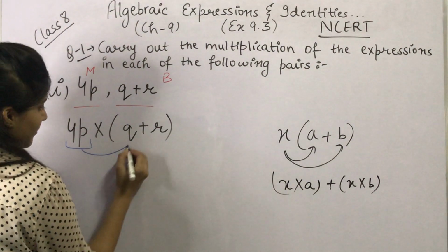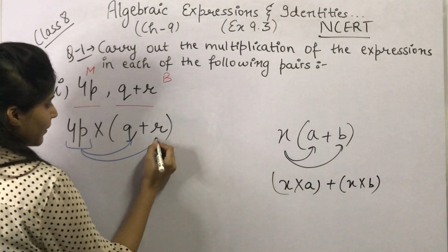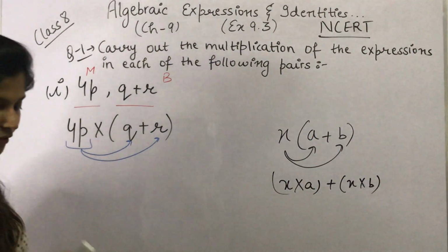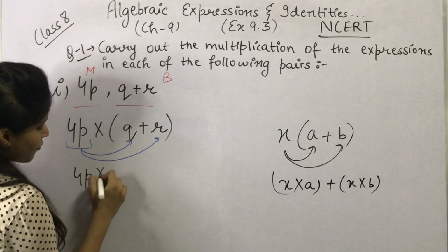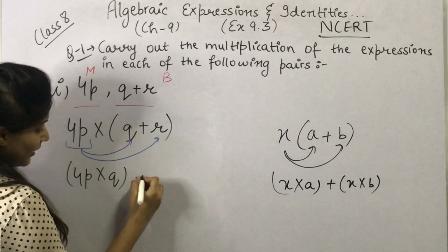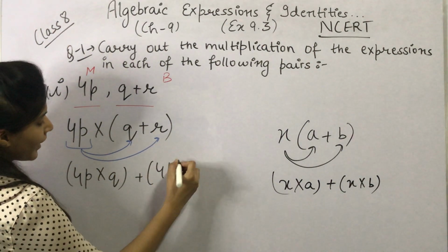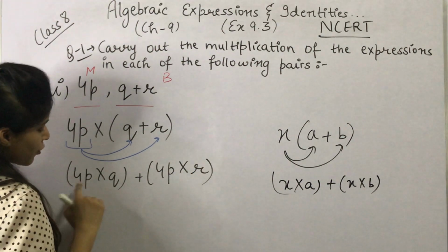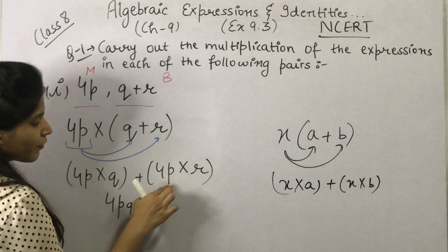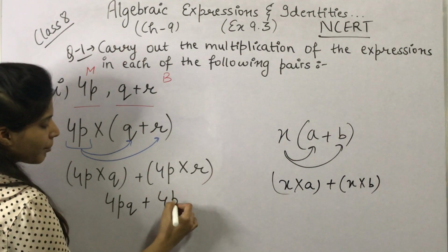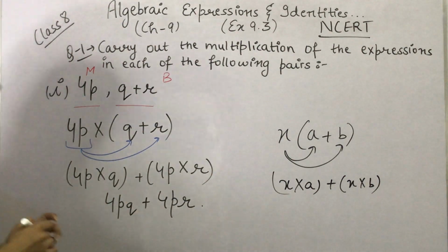So what we'll do, we'll multiply 4p by q first, and then 4p will be multiplied by r. Okay, so 4p into q plus 4p into r. So 4p into q would be 4pq plus 4p into r would be 4pr. So this is the answer.